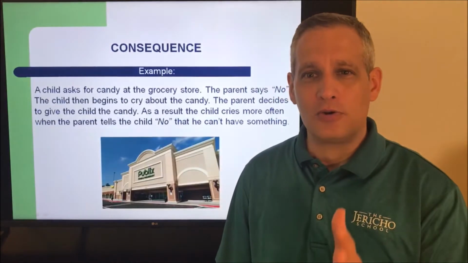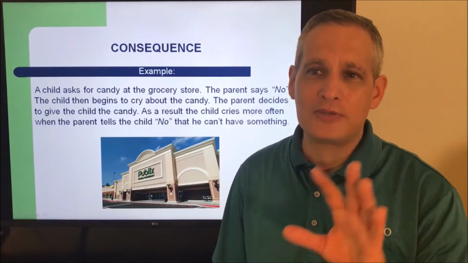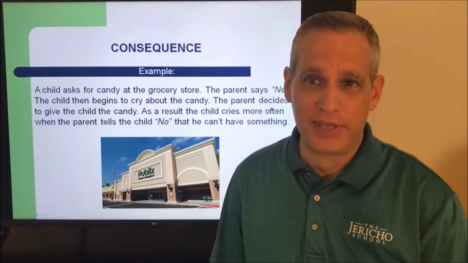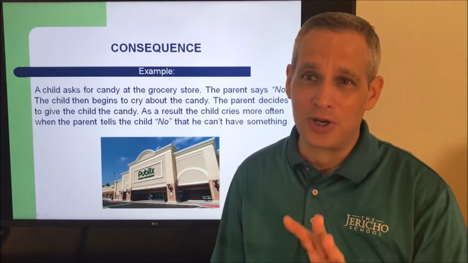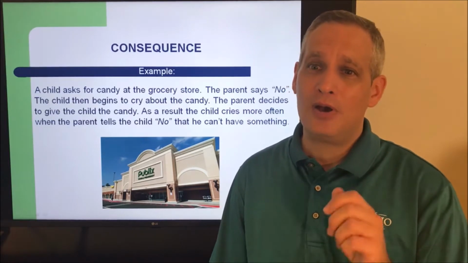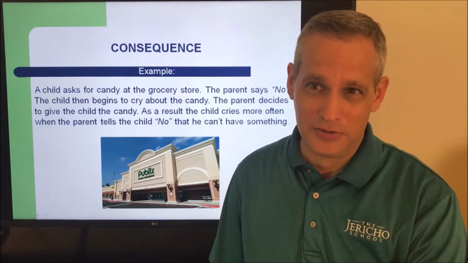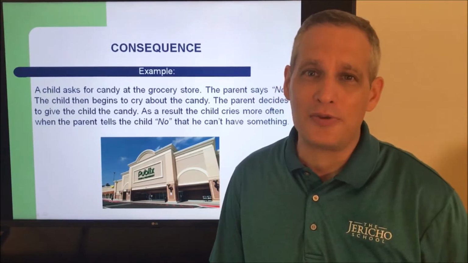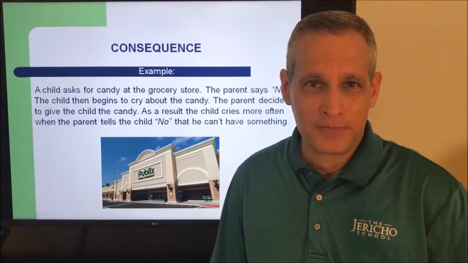So let's say you're at the grocery store and a child asks for candy. Then the parent decides to tell the child, no, you can't have the candy. And then the child decides to start to cry about the candy, starts to throw a little tantrum. And then the parent decides, okay, I'm going to give the candy to the child. Now as a result, the child cries more often when the parent tells the child no, that they can't have something. So what's going on?